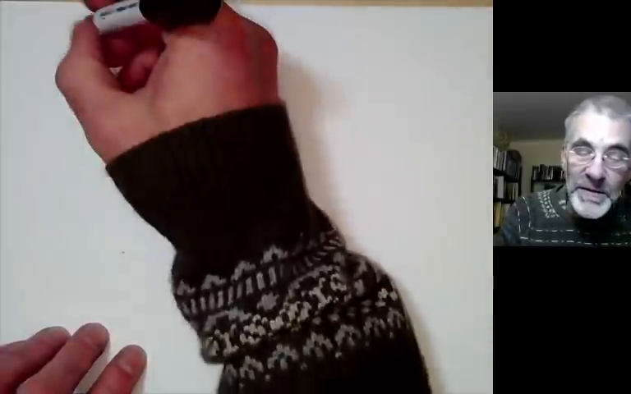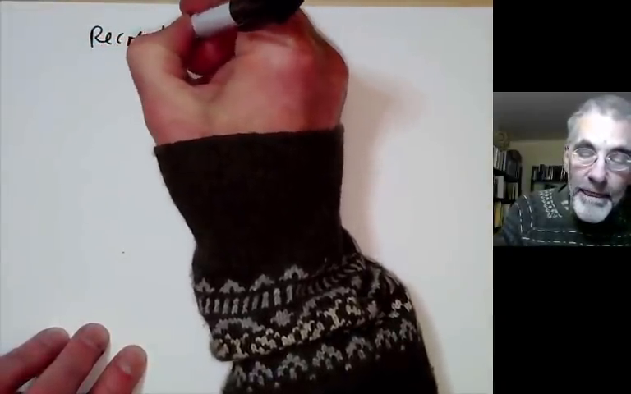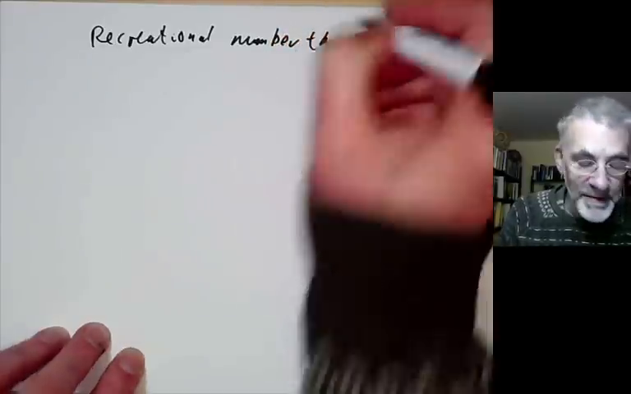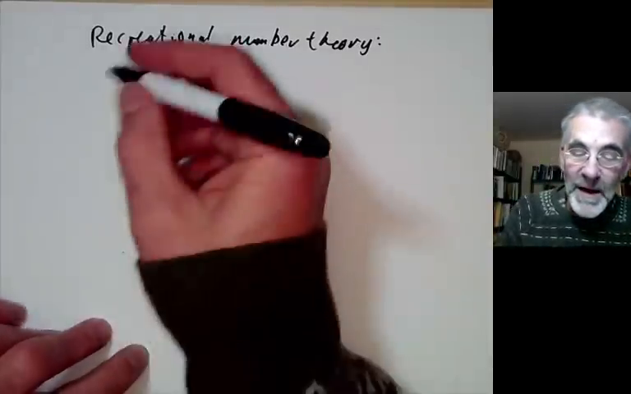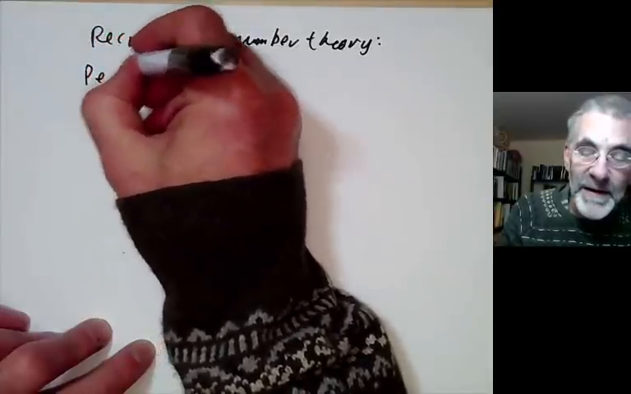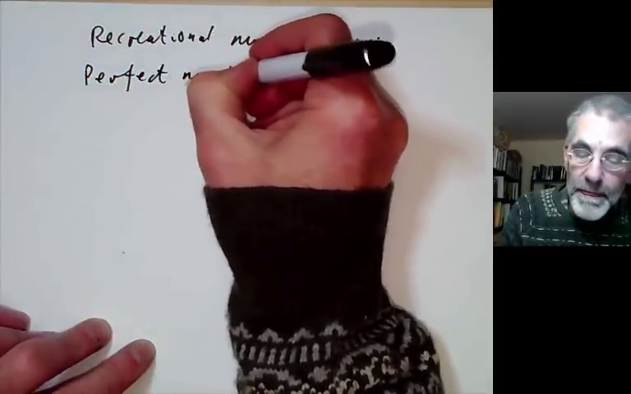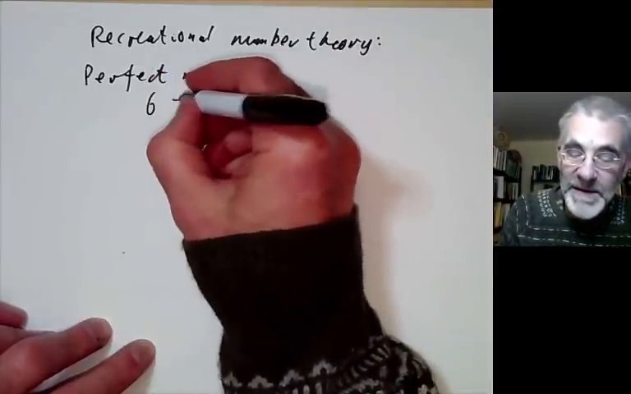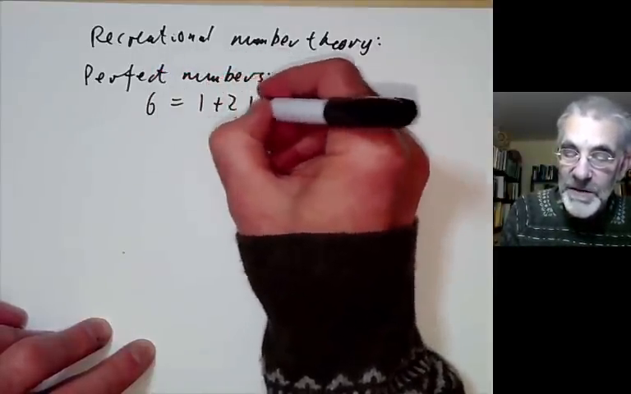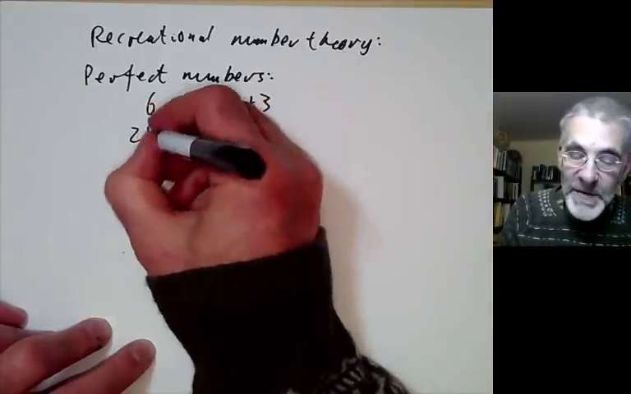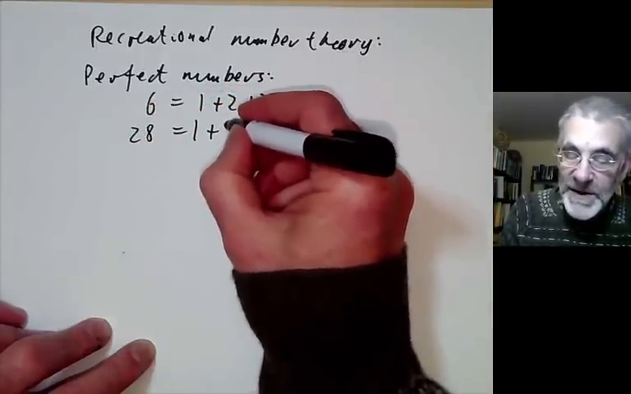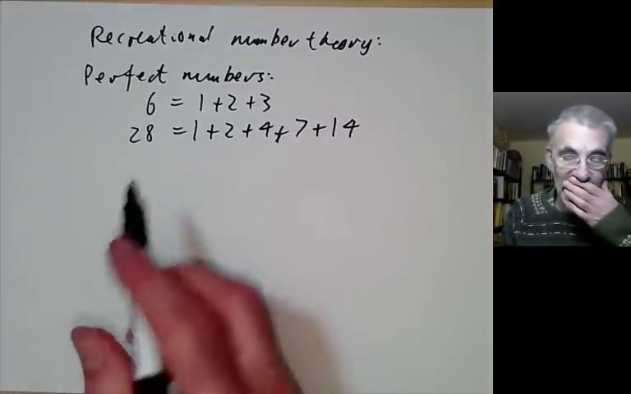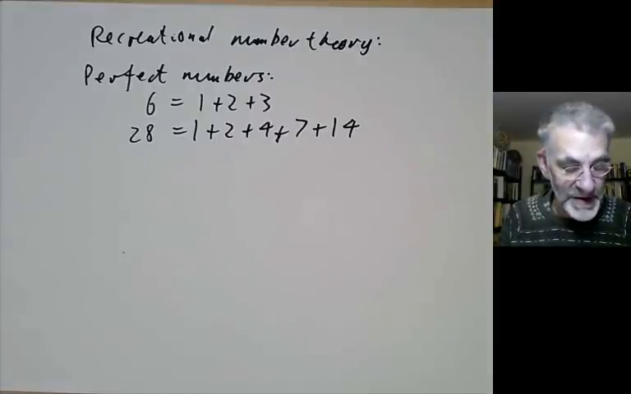If you're feeling bored, you can also do recreational number theory. And there's no precise definition of this, but let me just give you a few examples of it. One famous example is the problem of perfect numbers. So a number is called perfect if it's the sum of all its proper divisors. So for instance, 6 has proper divisors 1 and 2 and 3, so 6 is perfect. If you take the number 28, its proper divisors are 1 plus 2 plus 4 plus 7 plus 14, which sums up to 28. So these are the first two perfect numbers.